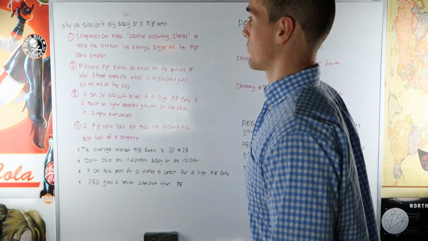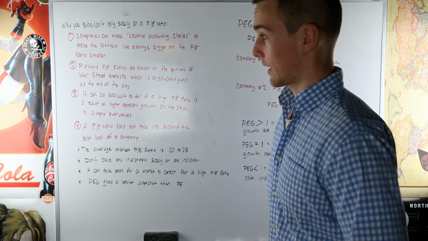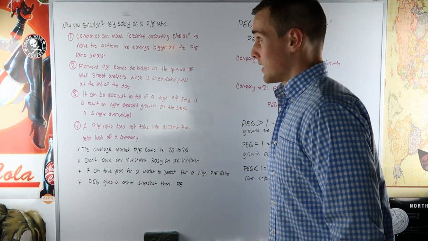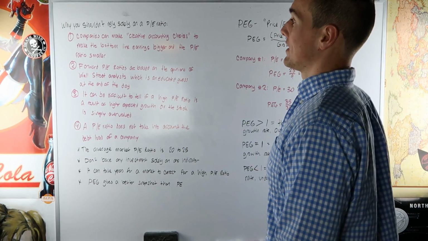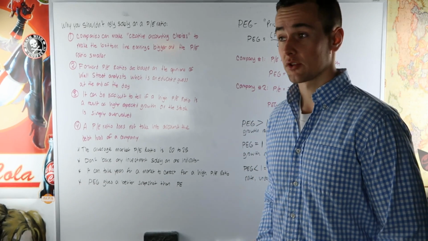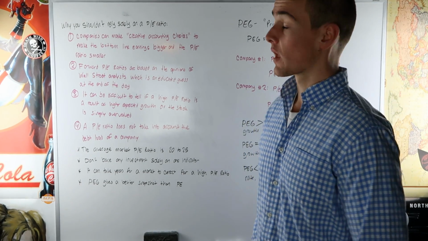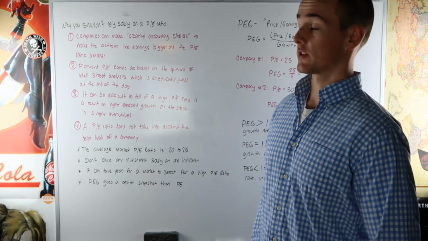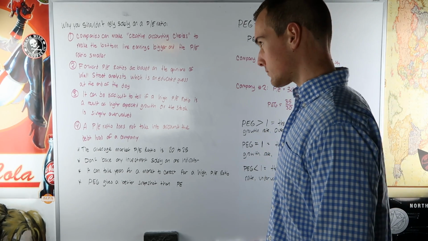And here are the four main reasons why you shouldn't rely solely on the price to earnings ratio of a stock. The first one is probably the biggest reason, and that is because companies can make creative accounting choices to make the bottom line earnings bigger and the PE ratio smaller. And obviously the smaller the PE ratio is, the better value that stock seems to be. So the PE ratio relies heavily on the accuracy of the accounting of the company to report their actual earnings.